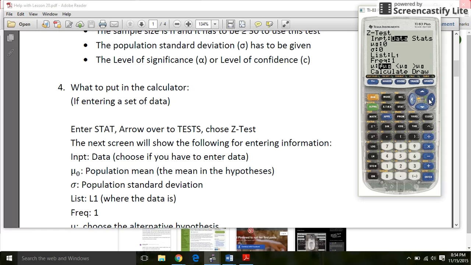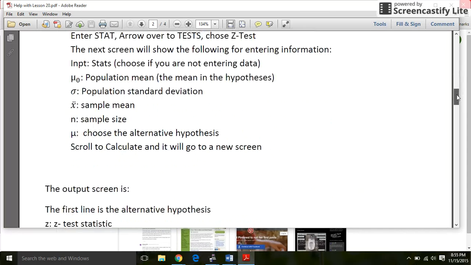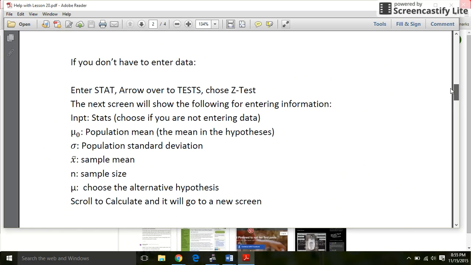We can put in actual data or we can put in statistics. If you put in actual data, it's going to go down here to list L1, and that's where you've put all your data in, L1. The frequency will always be 1, okay? We're going to do an example of this in just a minute. Now, if you do stats, when it's blinking, you have to hit enter to make it take it. And then you'll see here there's no L1 or frequency of 1. So let's keep scrolling down, and I have some examples in here, and let me show you how to put this into the calculator. And we're going to work through one of these problems all the way through.